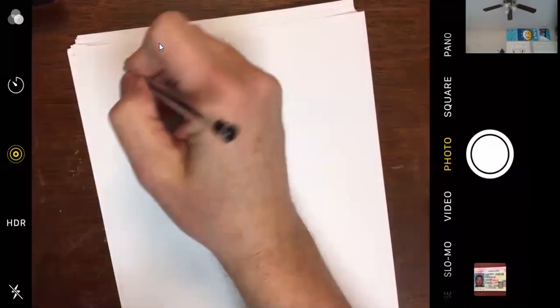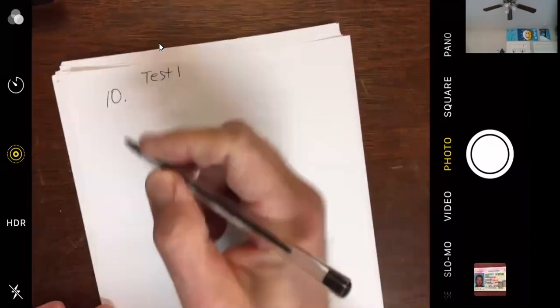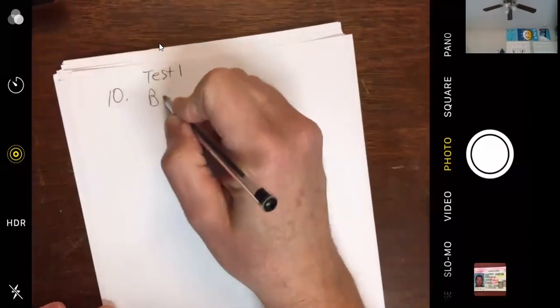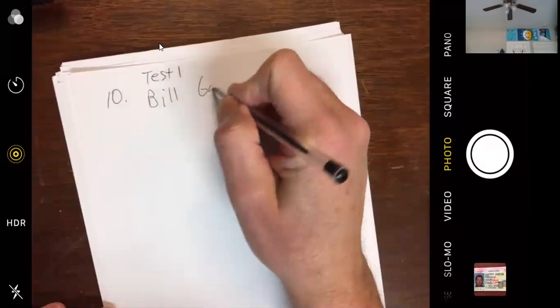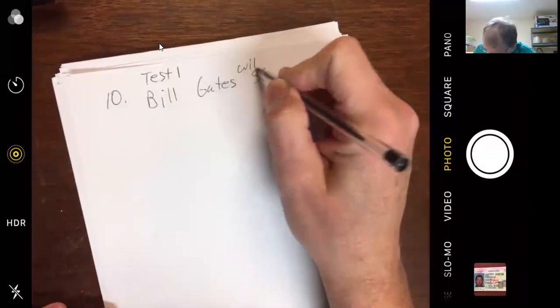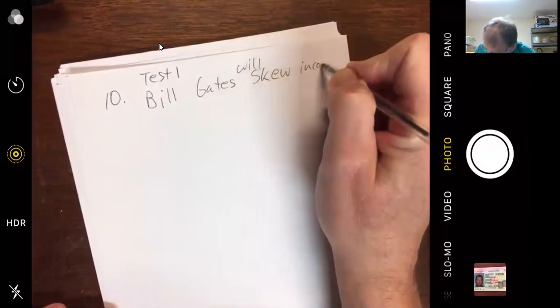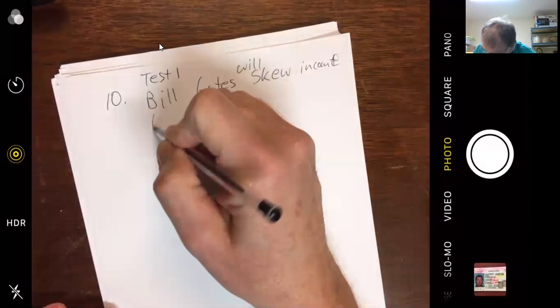Okay, so number 10. I have a problem with skew right and skew left, but it says Bill Gates would skew an income distribution of our STAT 2400 class to the left.